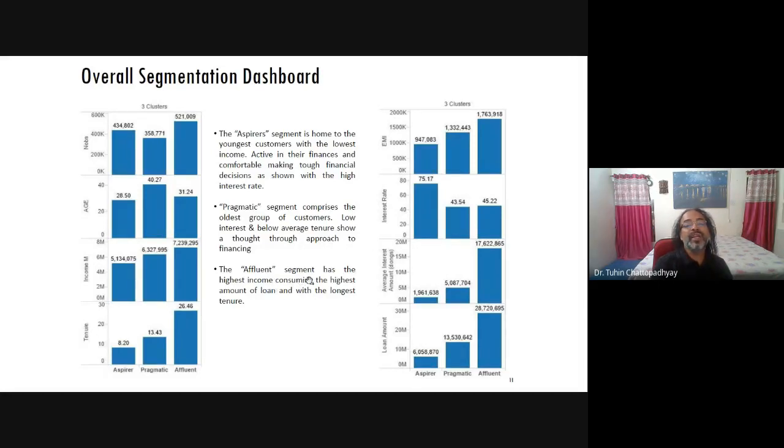The Affluent segment has the highest income, consuming the highest amount of loan. So Affluent is the highest income. If you look here, the highest income and the highest amount of loan, with the longest tenure. The loan amount is the highest, you can see here.